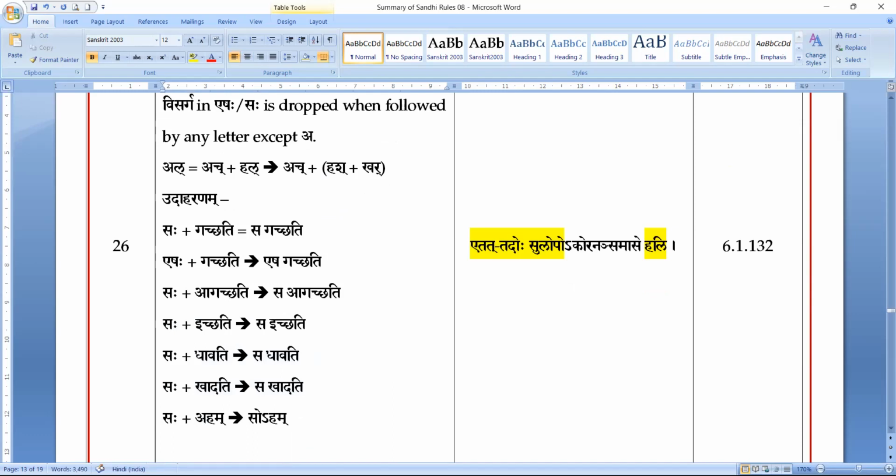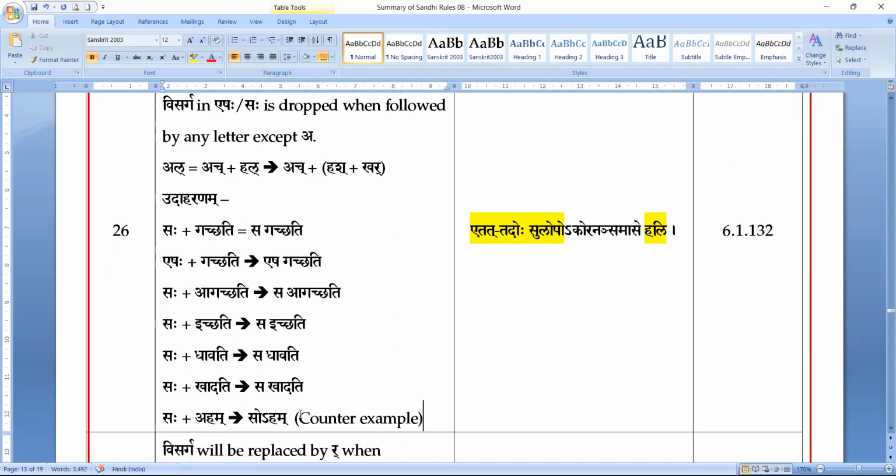Sa eshaha is a counter example. Here it doesn't happen. It is not dropped. Please note, this is a counter example. This is to show that Ukara will come. Anyway, I'm writing all the examples so that you can understand. Any doubts? Anybody else? Please ask. Clarify it now itself. Don't postpone your understanding, you may find it difficult later. Any doubts? No doubts? So far, no, Guruji.